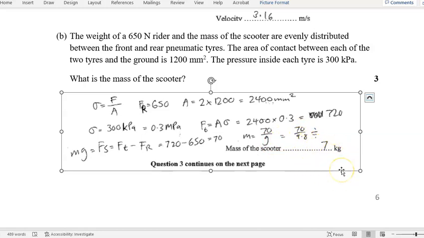A lot of people, several people when I was marking this, wrote 70, so you lost a mark there. That's probably why this is 3 marks, because they expect you to do that conversion. The fact that they expect you to read the question and the fact that they expect you to do this component here, the scooter equals total weight minus the rider.